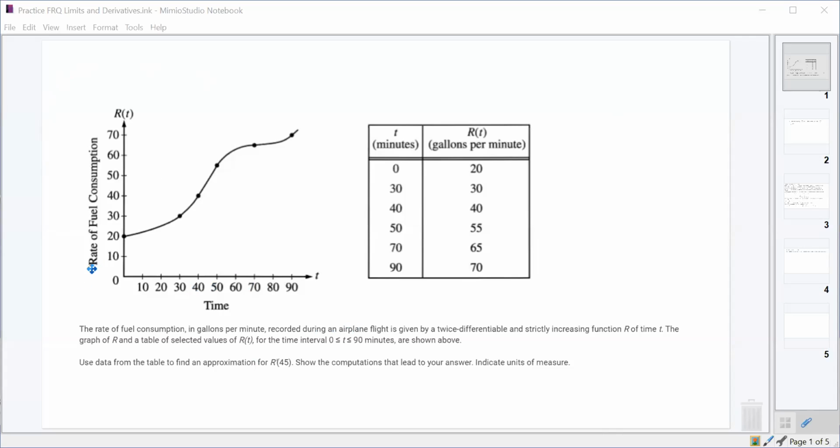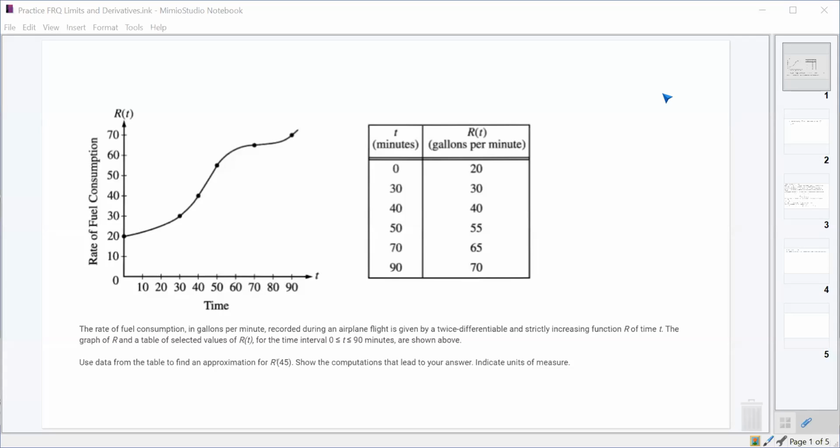This one would only be worth 1 out of the 9 points, and then the other ones would be worth more. So I'll give you guys just a minute to read through it and figure out the answer, and then we'll talk about it. So take 1 minute and look at this, and then we will come back to it. And you should be able to do this one without a calculator. This would be a non-calculator problem.